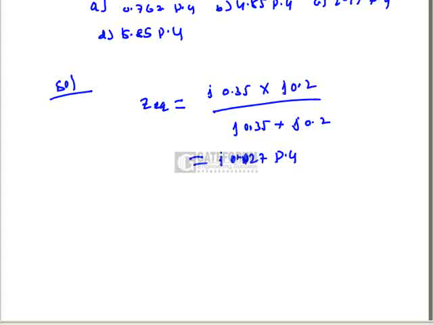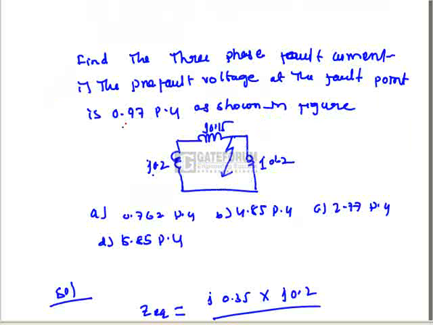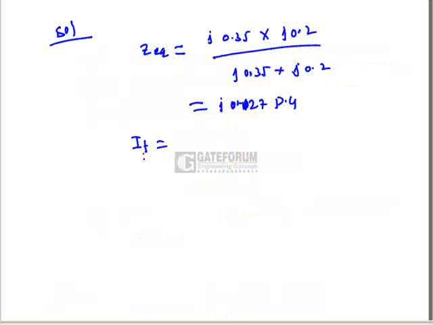After finding this, we have to find the fault current. Here the fault current is nothing but the pre-fault voltage divided by the impedance. The pre-fault voltage we generally take as 1 per unit if it is not mentioned. But in this problem he has mentioned a pre-fault voltage of 0.97 per unit, so that's why we have to take 0.97. Otherwise, unless mentioned, we go for 1 per unit as the pre-fault voltage.